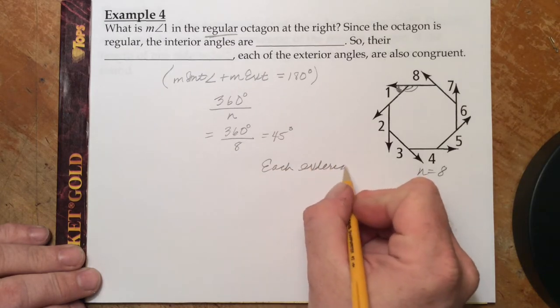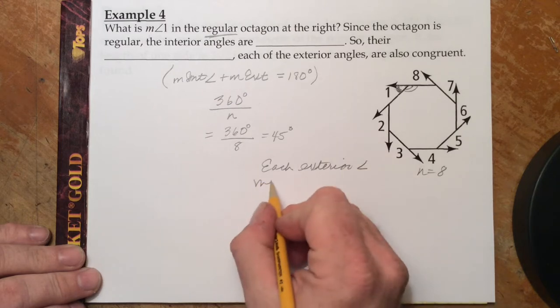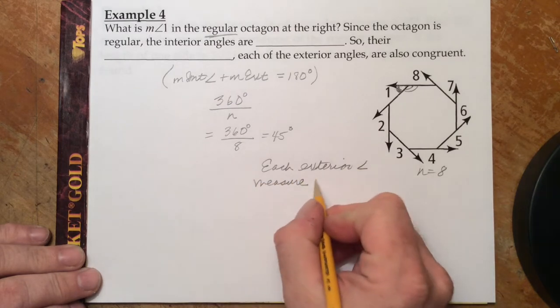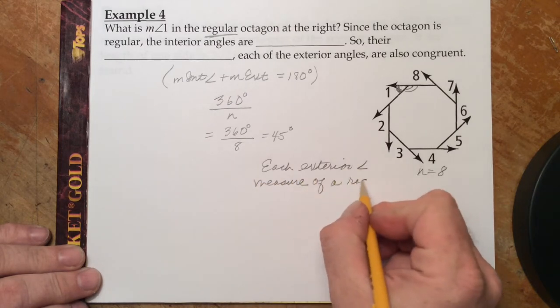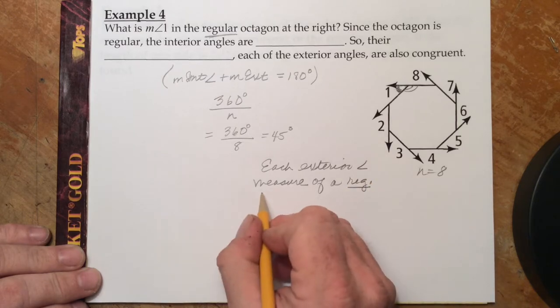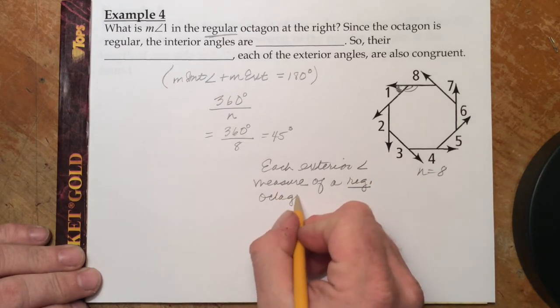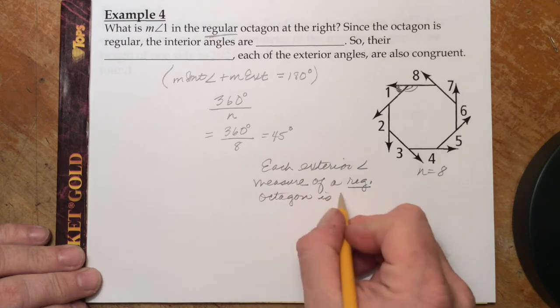So each exterior angle measure of a regular octagon is 45 degrees.